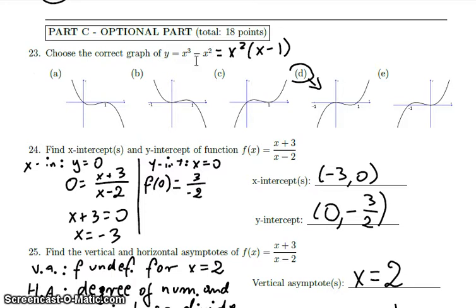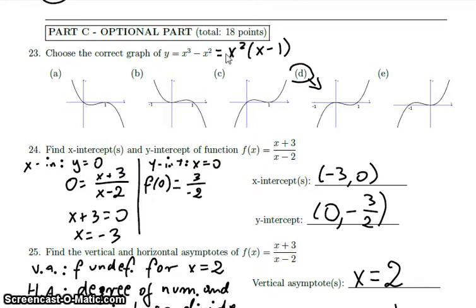This is a cubic function without a vertical reflection because there is no negative in front of x cubed. So definitely the graphs are not A or B because the cubic function starts in the third quadrant and ends in the first quadrant. So we have C, D, or E.